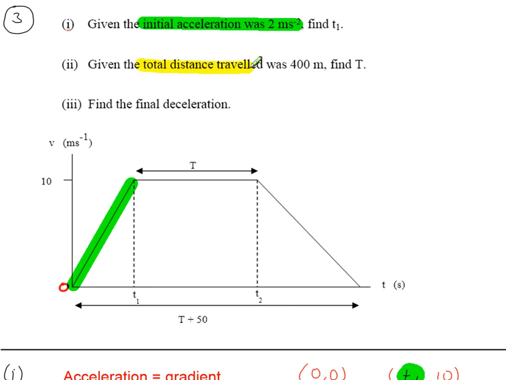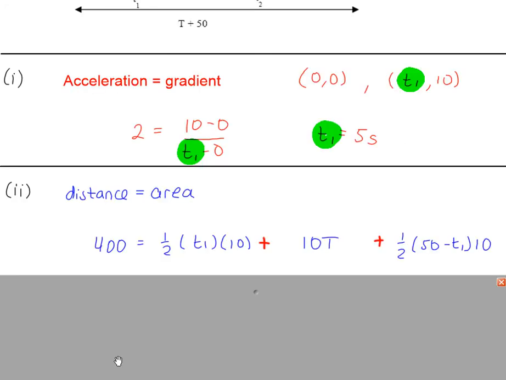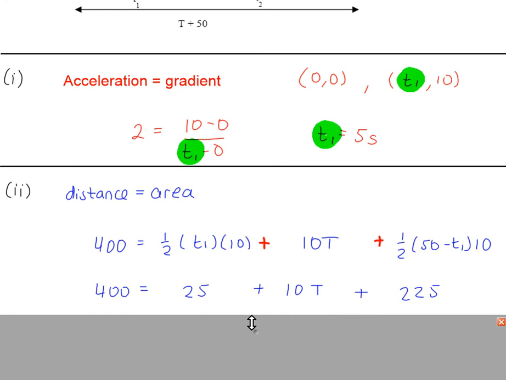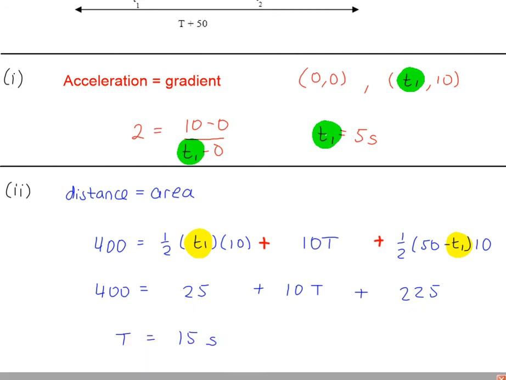The total distance travelled was 400 meters. So the area of this triangle, this rectangle, and this triangle added together will give us 400. So here's the first triangle, the rectangle, the final triangle. Add them together, and we know what t1 is already. It was 5, and we can work out the value of t.